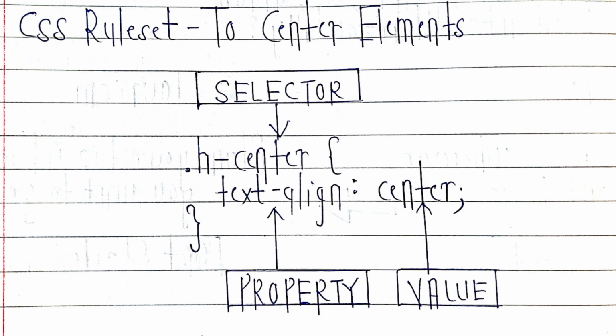Step 3, Value. Then we give that property a value. In this case, the value is center. Putting it together, dot h hyphen center curly brace text align center, then closing curly brace.